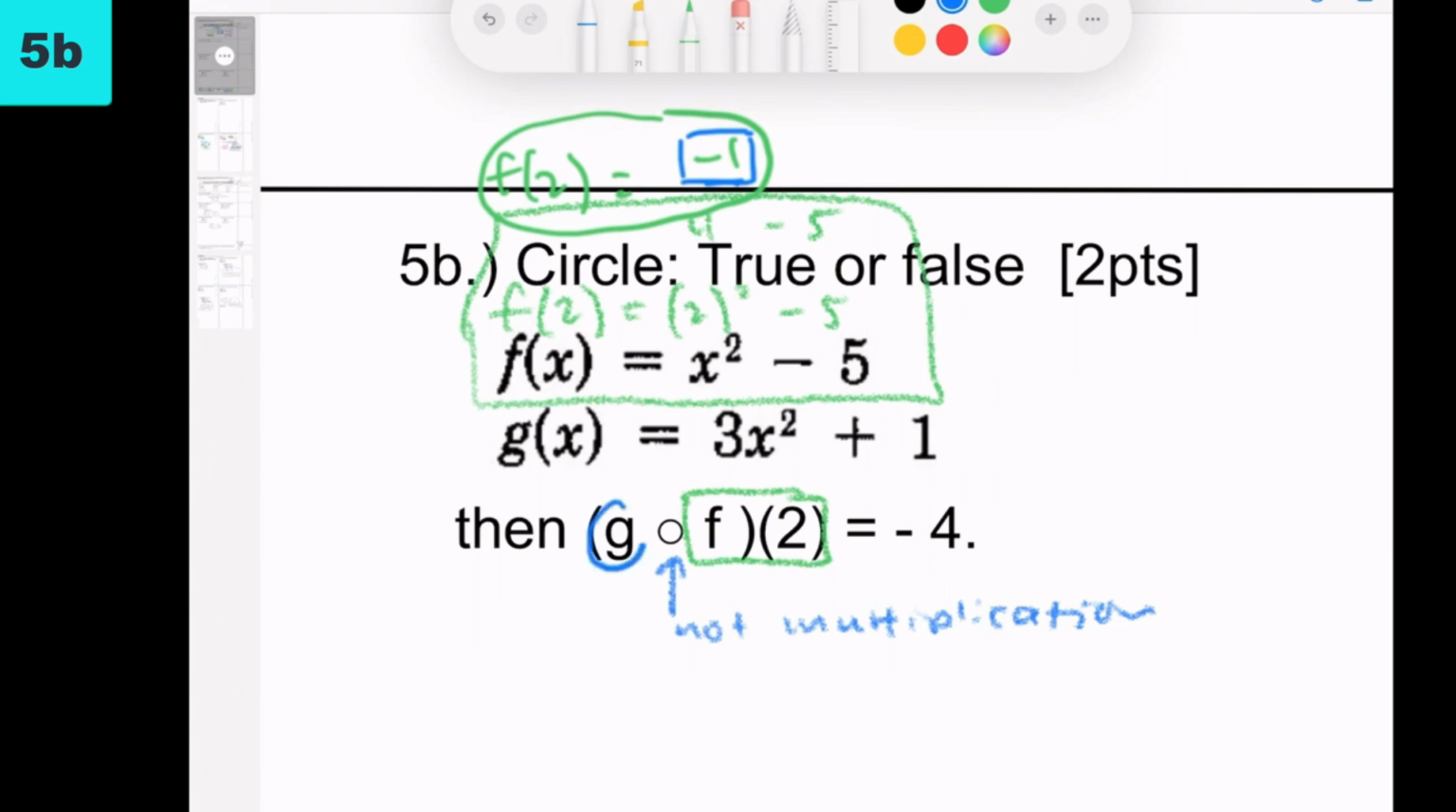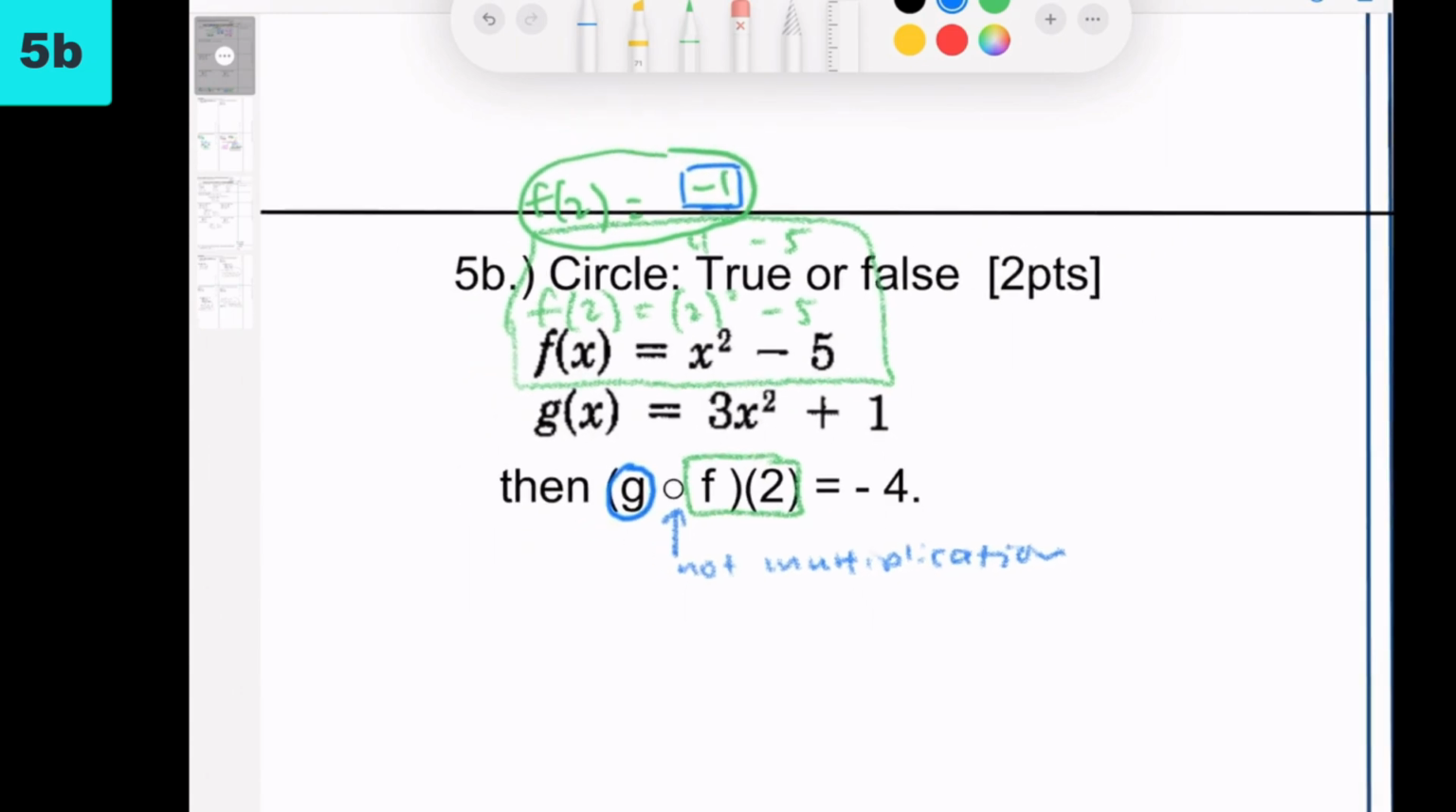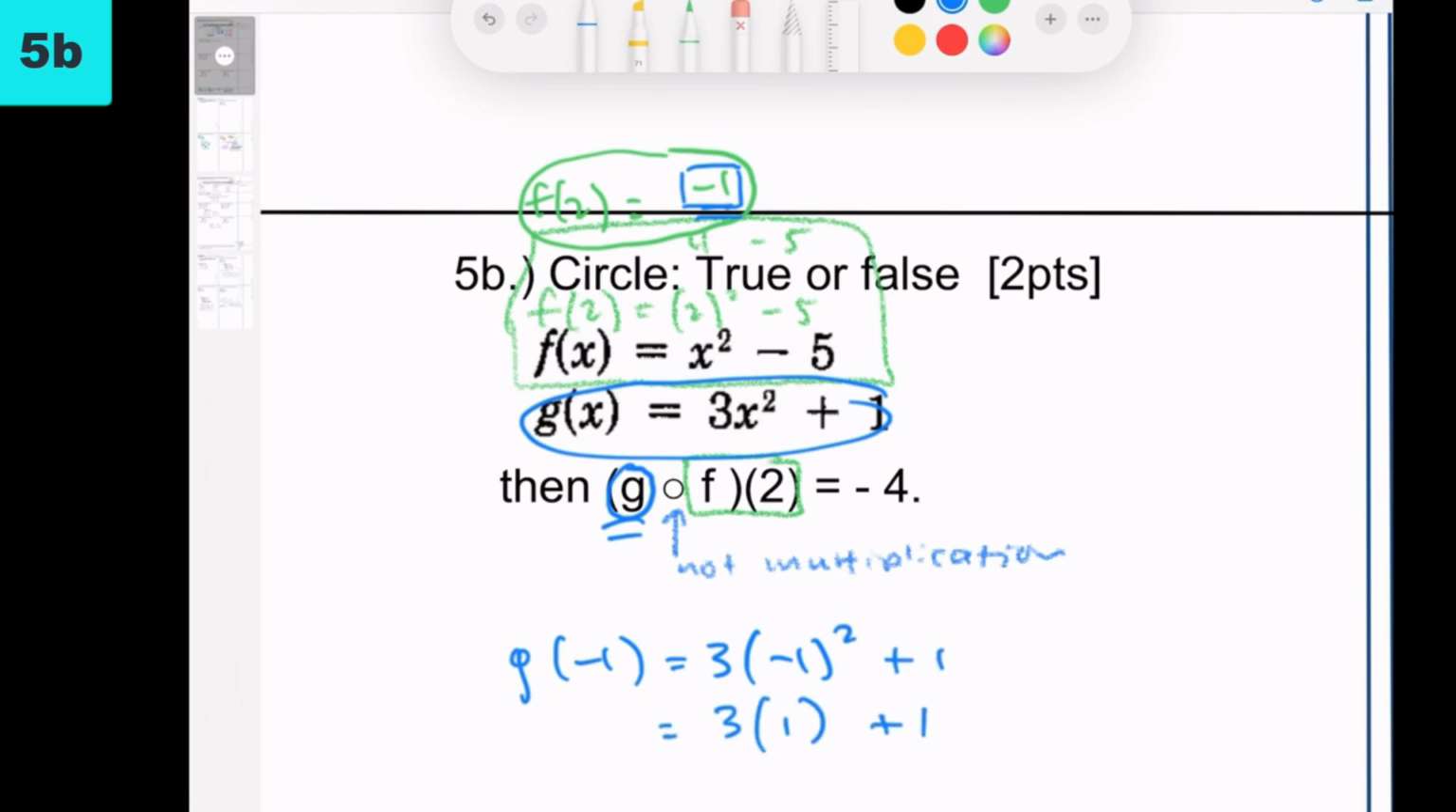is now going to become my input for g. So I'm going to become g of negative 1. Which will be put into this thing now. And every x value will be negative 1. So that would be 3 times 1 plus 1, so that would just be 4. So my answer is positive 4, and you'll notice that these are not the same. So our answer is false.